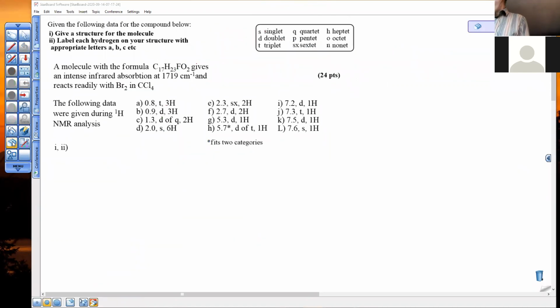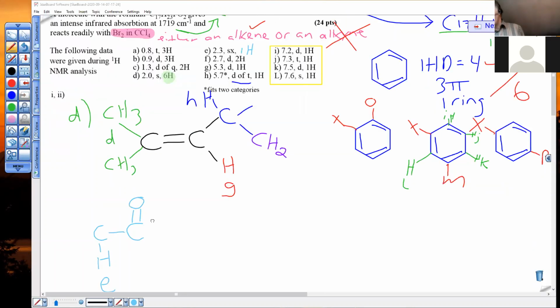This is so you can practice here. 1H. And there we go. So we have 1H called E, and it's at 2.3 because it's alpha to a carbonyl.